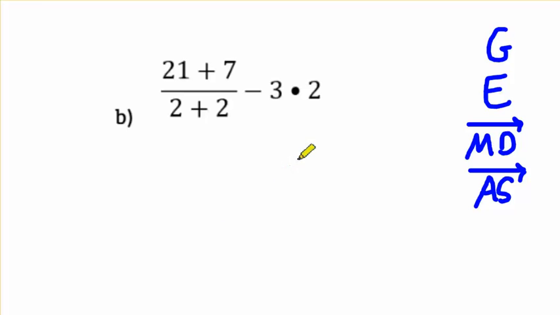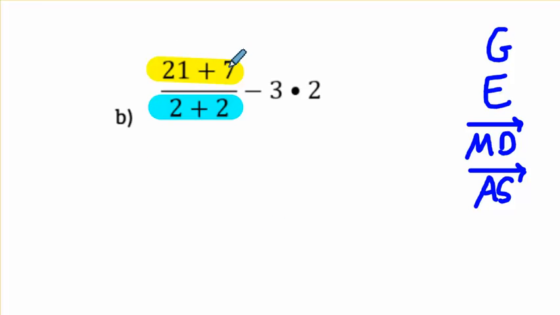For problem B, we have grouping without even seeing a set of parentheses. And remember, that's why we call it G instead of P, because we need to do whatever's on the top first, and then whatever's on the bottom next, because those are essentially groups of numbers that we have to take care of. So let's go ahead and do that.